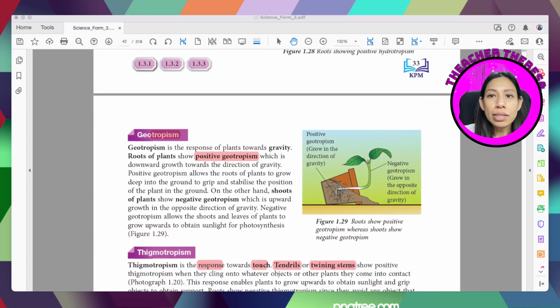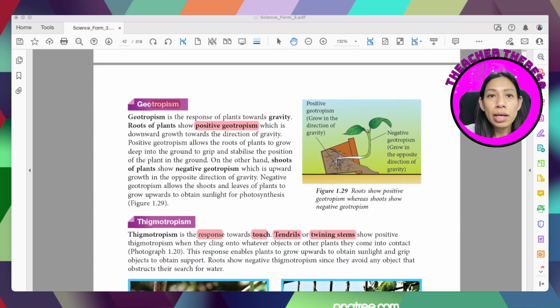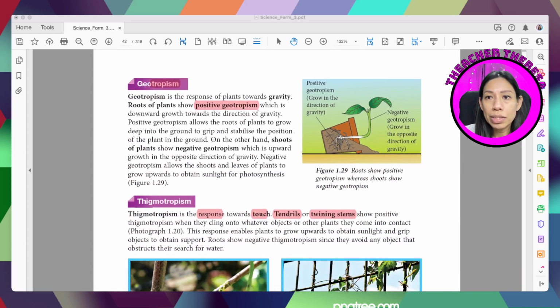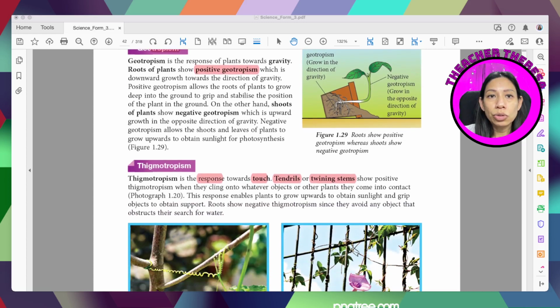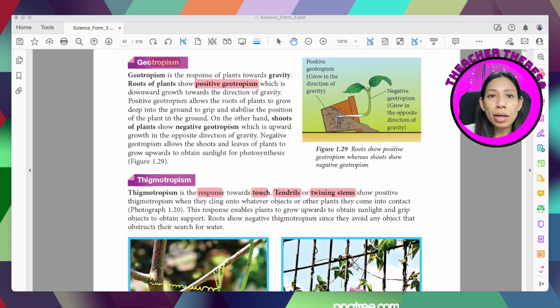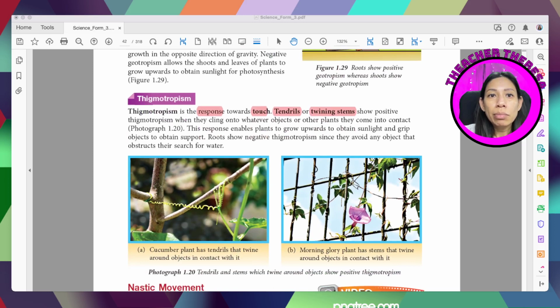There are only 2 parts of the plant that move in response: the shoot and the root. Then you have geotropism, which is movement towards gravity. If you have negative geotropism, of course that is the shoot, because geotropism is towards gravity, so your root will have positive geotropism. Now thigmotropism is movement towards touch.